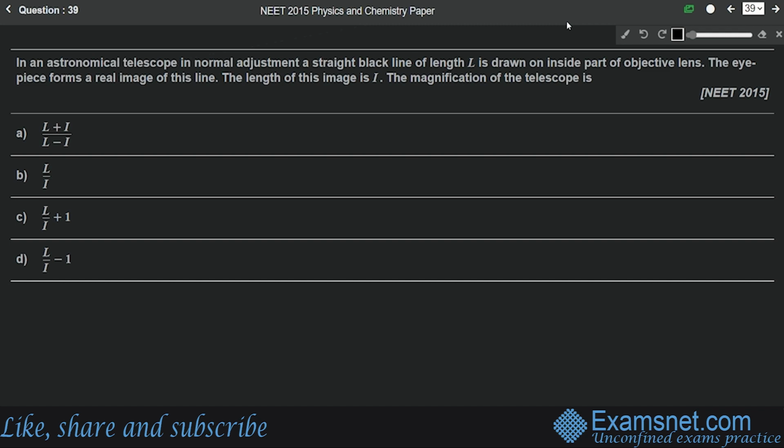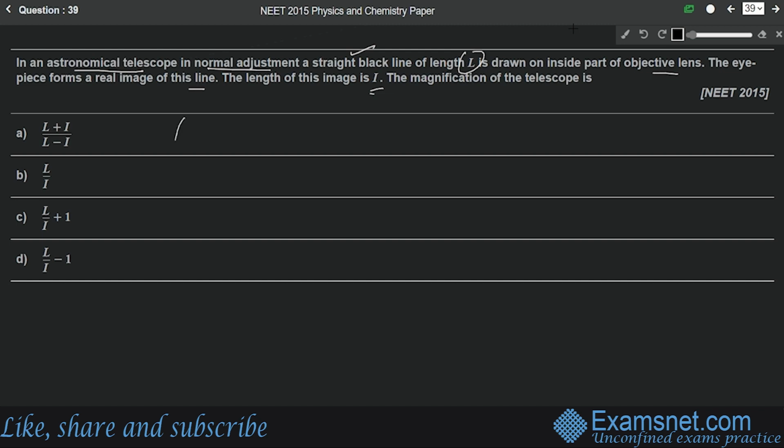Question number 39 is from the chapter Ray Optics and Optical Instruments, and the question is, in an astronomical telescope in normal adjustment, a straight black line of length L is drawn on inside part of the objective lens. The eyepiece forms a real image of this line. The length of this image is I. The magnification of the telescope is.